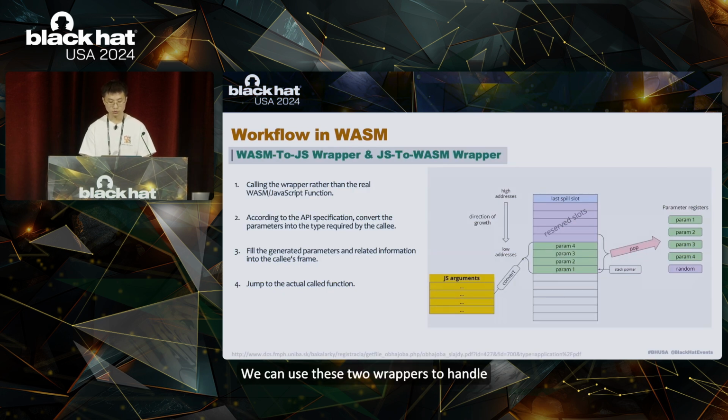We can use these 2 wrappers to handle the conversion of parameter types according to their corresponding mapping, such as converting WASM I32 to SMI. The wrappers fill the call stack of the invoked function with the converted parameters. Once all preparations are complete, the execution jumps to the external function start entry.